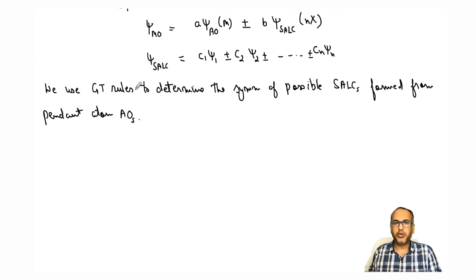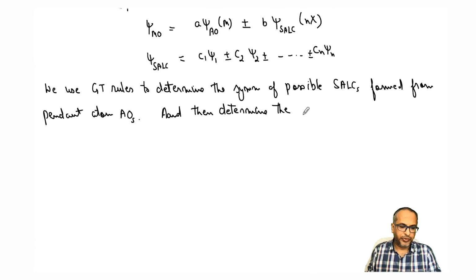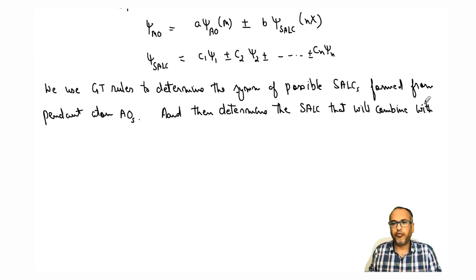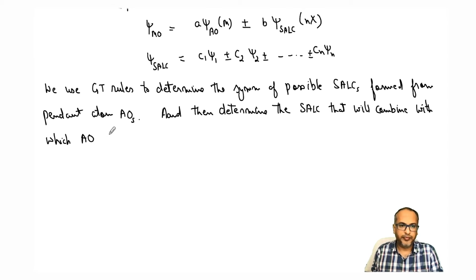what we were saying, how group theory rules are used in MO approach. So group theory rules to determine the symmetry of possible SALCs formed from pendant atom atomic orbitals, and then determine the SALC that will combine with which atomic orbital, of course this is on the central atom, to form MOs.